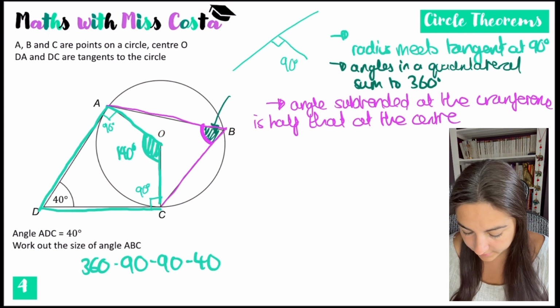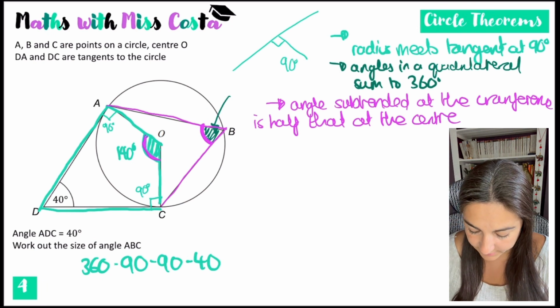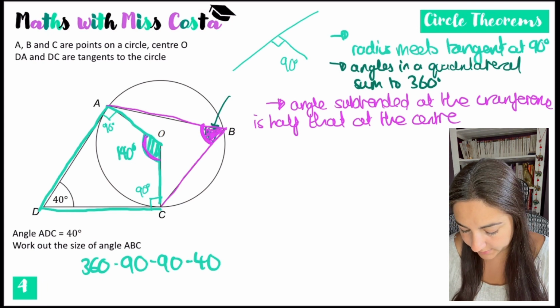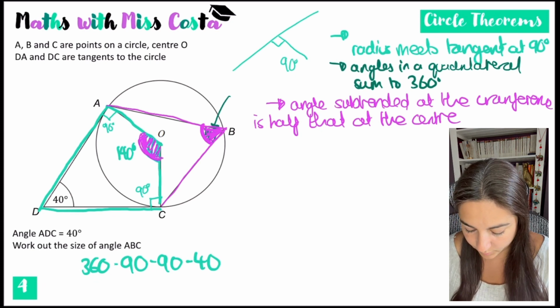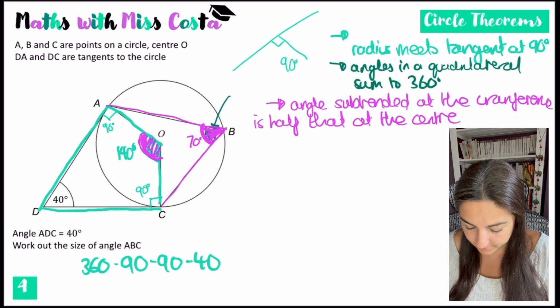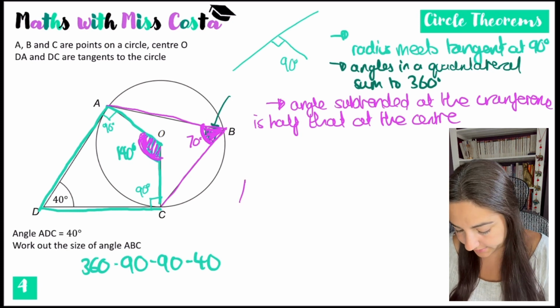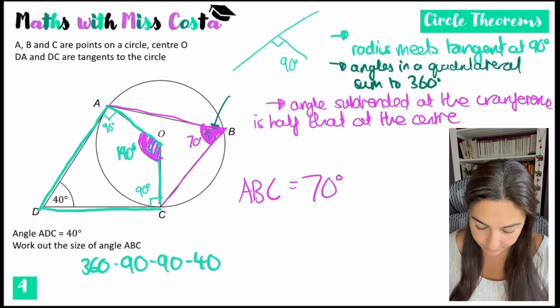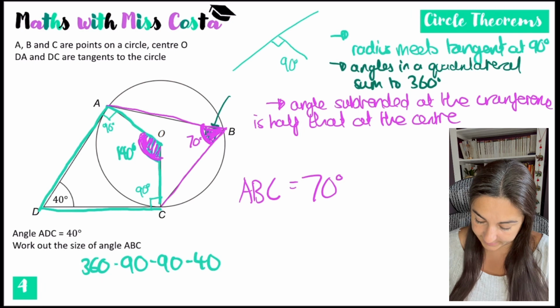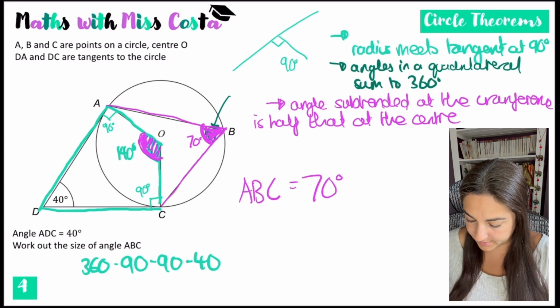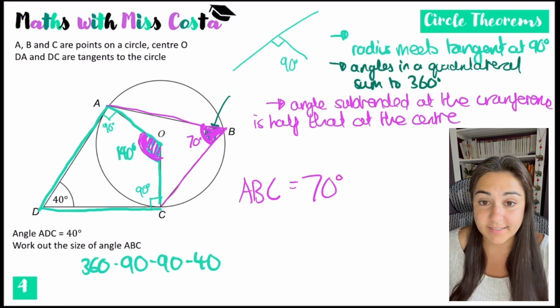Whatever the angle at the center is, the one at the circumference is going to be half of that. The one at the center is always double that at the circumference. So therefore this angle here is going to be 70 degrees. So angle ABC is 70 degrees. And the reasons you would have used are: radius meets tangent at 90, angles in a quadrilateral sum to 360, and the angle subtended at the circumference is half that at the center.